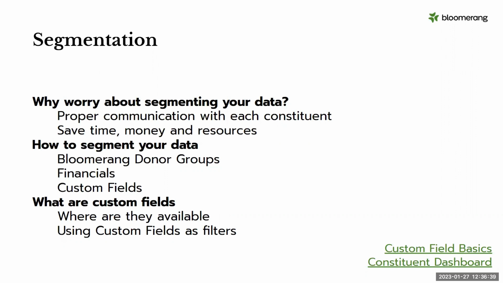Financials allow you to dig in based on individual gift or cumulative gift amounts, what funds, campaigns, appeals folks are giving to, what is the recency or frequency of giving, and all of that good financial data. Custom fields allow you to segment based on criteria that you set and is unique to your organization. When it comes to custom fields, I recommend two things.